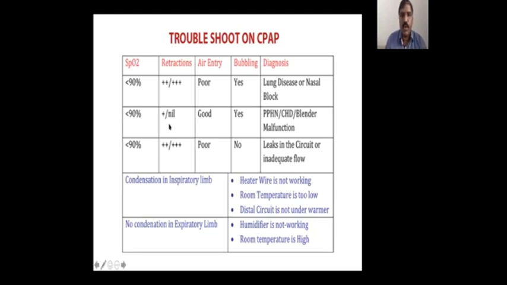If saturations are low but retractions are not there, air entry is good, and bubble sounds are heard, then that means there is a problem in the blender, or you are giving less oxygen, or it could be a case of PPHN. If there are desaturations and severe retractions, air entry is poor and no bubbling, that means a leak is there in the circuit. If there is condensation in the inspiratory limb, your heater wire is not working, the room temperature is too low, or the distal part of the circuit is under the radiant warmer. If there is no condensation in the expiratory limb, that means your humidifier chamber is not working.